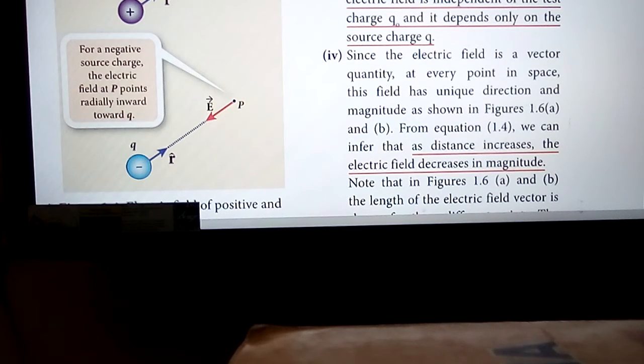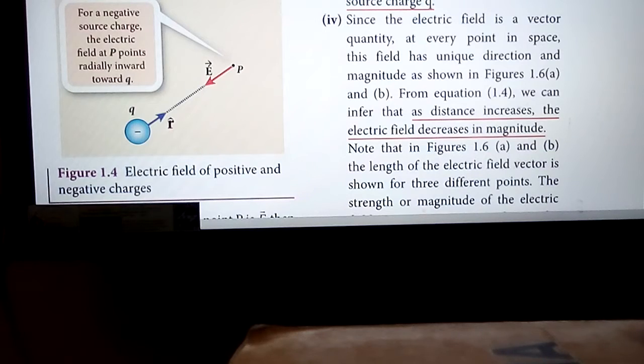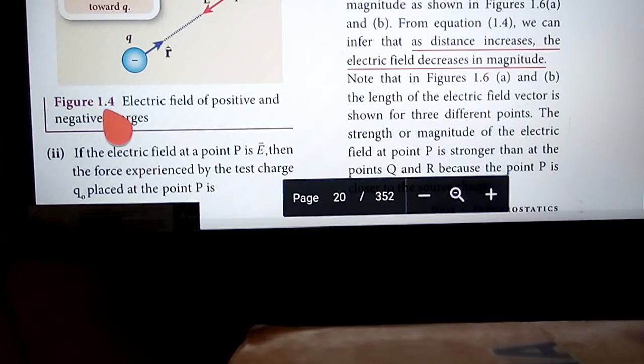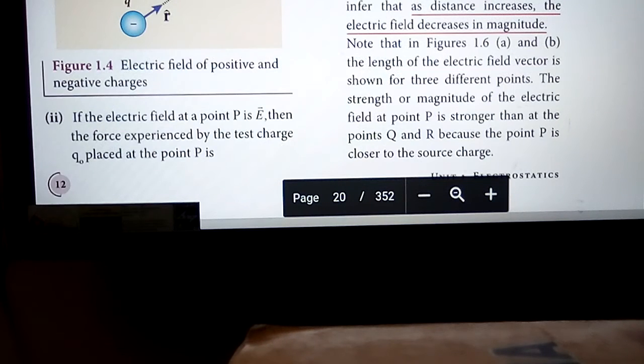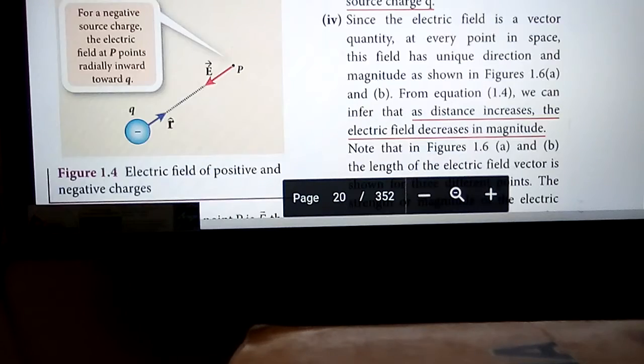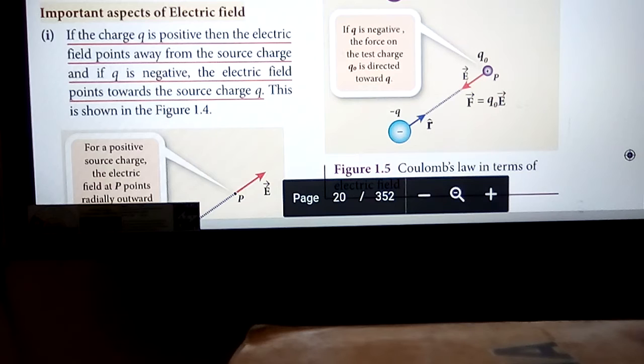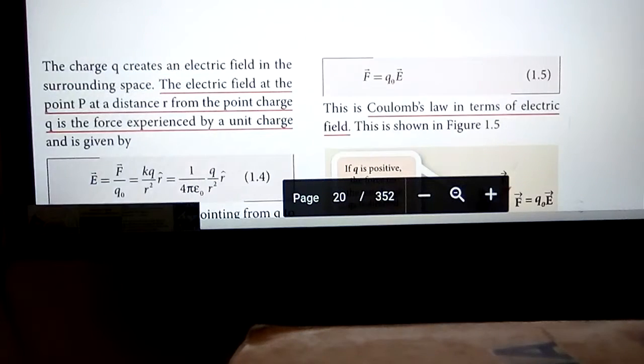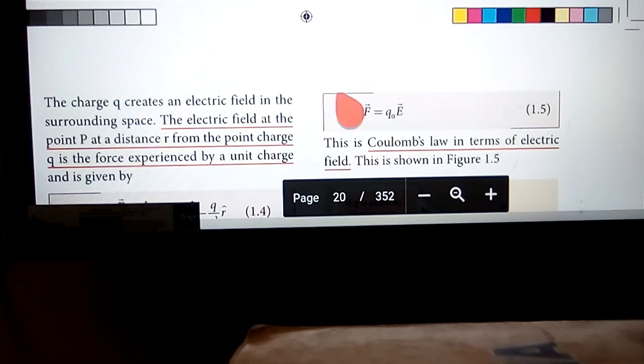So here these two illustrations explain the electric field of positive and negative charges. Next, the electric field at a point P is E. Then the force experienced by the test charge Q0 placed at the point P is given by the expression F is equal to Q0 times E.